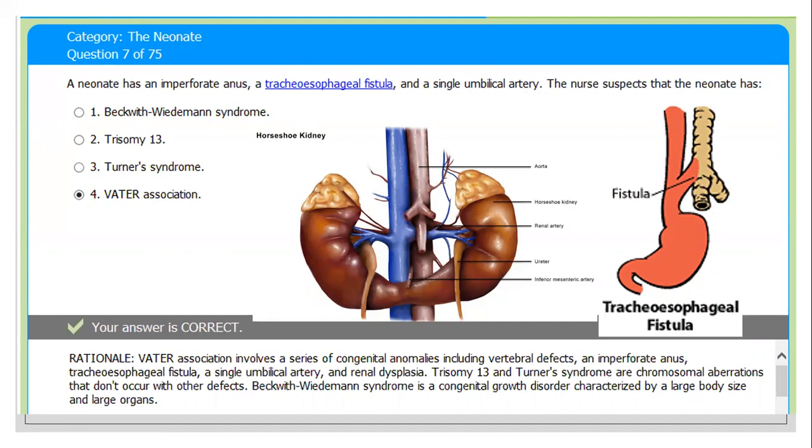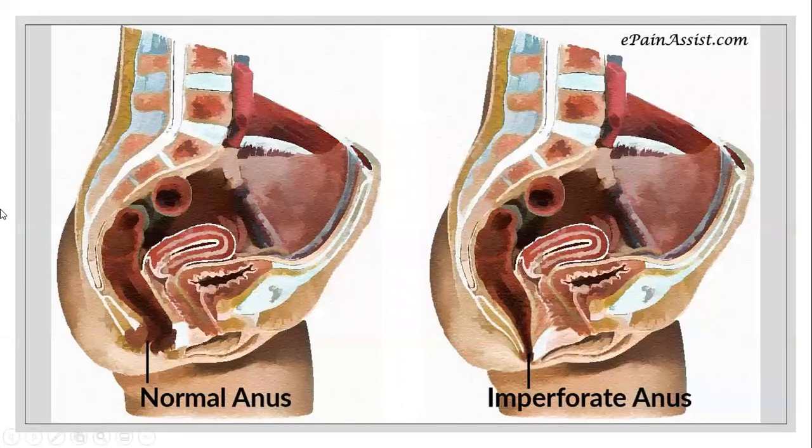Imperforate anus. What does it mean? Imperforate anus is a birth defect. So let me show this picture. This is the normal anus, but here is an imperforate anus. As I told you, imperforate anus is a birth defect where the opening to the anus is missing or blocked, right?